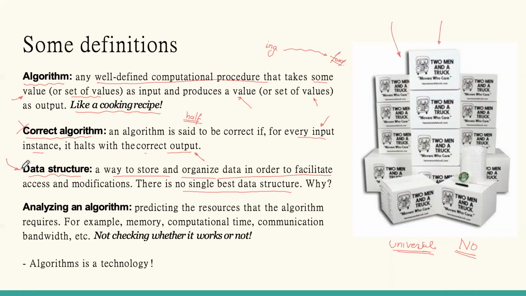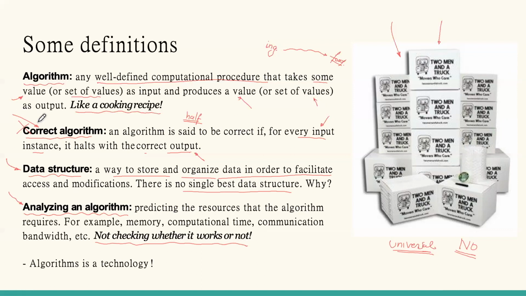Now, the next definition that I wanted to cover is the definition of analyzing an algorithm. When we say we are analyzing an algorithm, what's very important to know is that we are not talking about whether the algorithm works or not. That's not analysis of algorithm. That's checking whether the algorithm is correct or not. Now, analyzing the algorithm already assumes that the algorithm is correct, right?